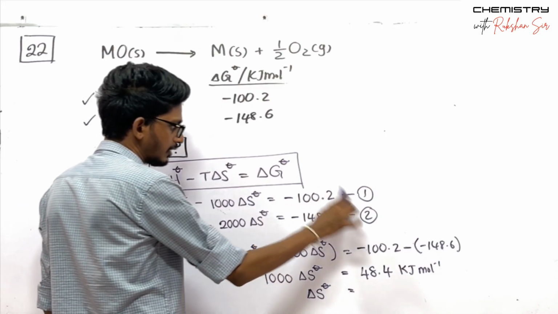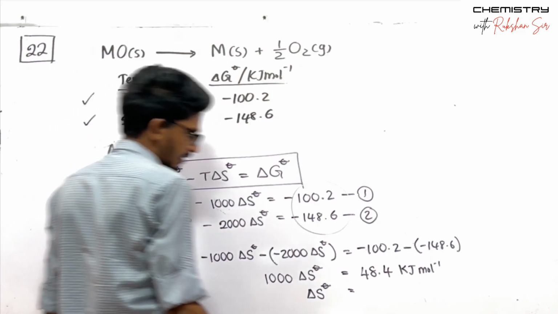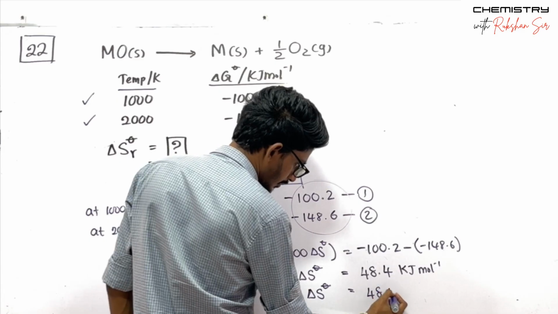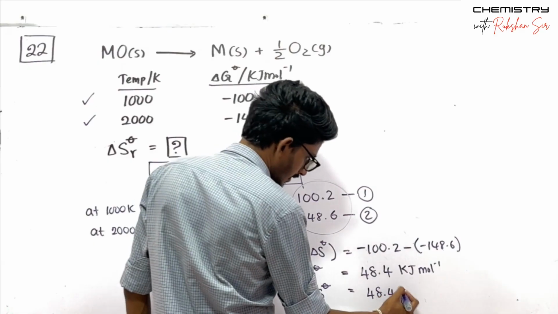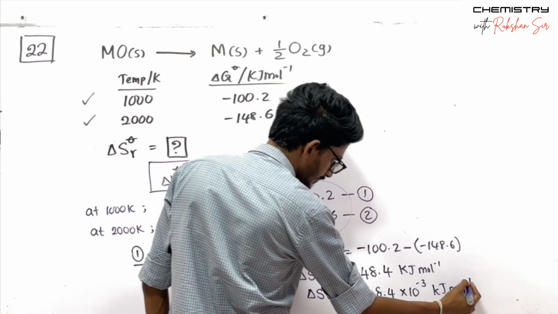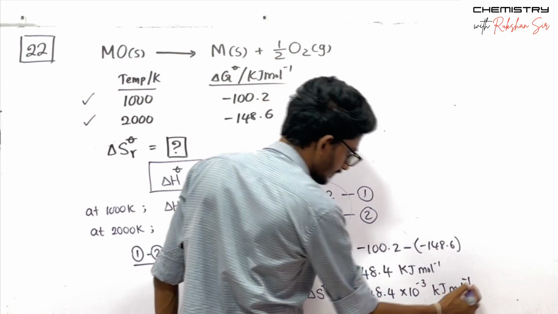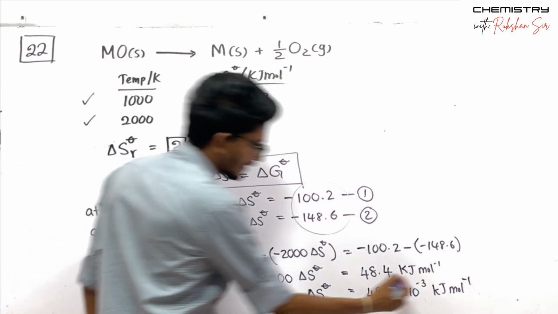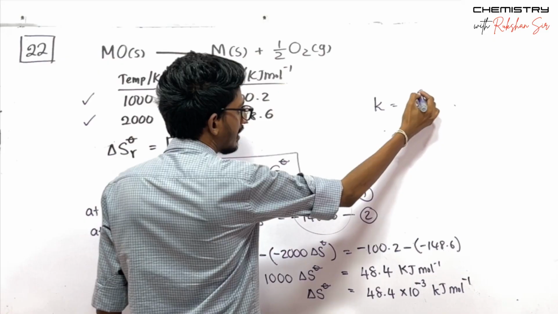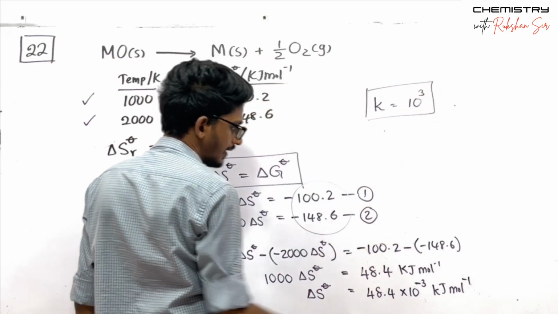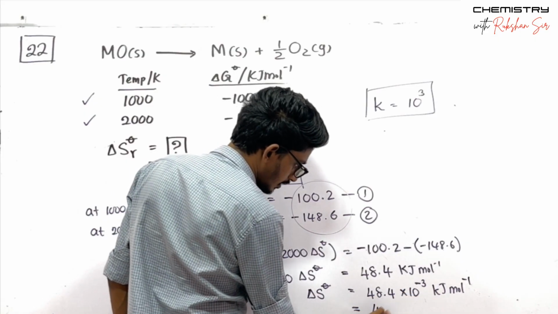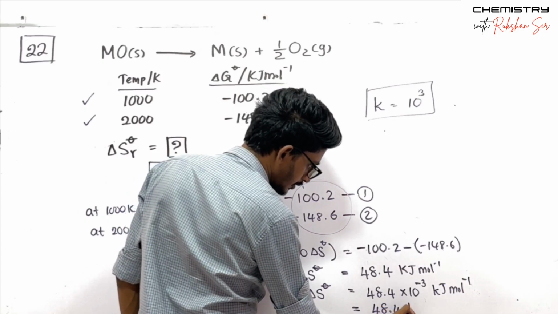These values are represented in kilojoules per mole, right? So the thousand comes to the other side. So 48.4 into 10 to the power minus 3 kilojoules per mole, right? So 10 to the power minus 3 and kilo will cancel off, right? Kilo means 10 to the power 3, and 10 to the power minus 3 is there. Those two things will cancel off. That will give you 48.4 joules per Kelvin per mole.